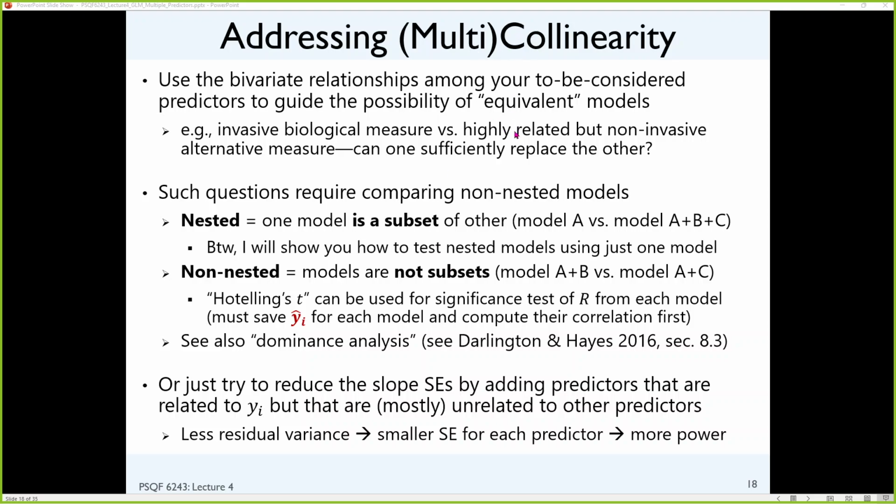If you have those kinds of questions, then I would approach this differently. You would want to compare what's known as non-nested models. So for instance, if I have a model that has predictors A and B versus a model that has predictors A and C, then you can't test directly the change from one to the other because they're not a subset of each other. But there is a way to do it. So here's one breadcrumb. Hotelling's T is a way that I learned how to do it back in the day. There's also something called dominance analysis, and this is discussed in your textbook. So there are ways to answer questions about how exchangeable predictors are. It just depends on whether it's part of a nested model comparison or not.